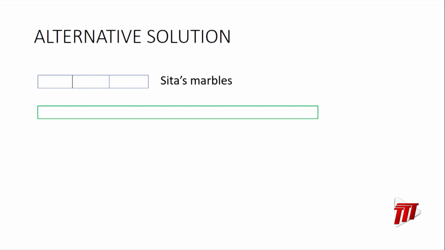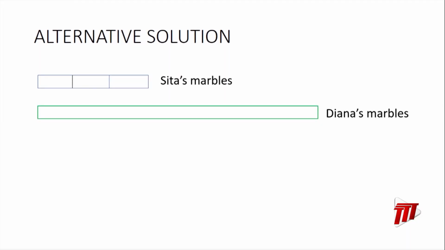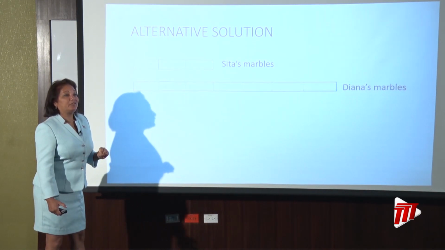And Diana has, does Diana have more marbles than Sita or less marbles? What do you think? If you have 3/7 of somebody else's amount, the other person has more than you. So Diana's marbles would be more than Sita's marbles. Now, how much more we need to find out. You're told that Sita's marbles is 3/7 of Diana's marbles. So if I divide the number of marbles that Diana has into 7 pieces, what you find is that 3 of those 7 pieces would be equivalent to the amount that Sita has.